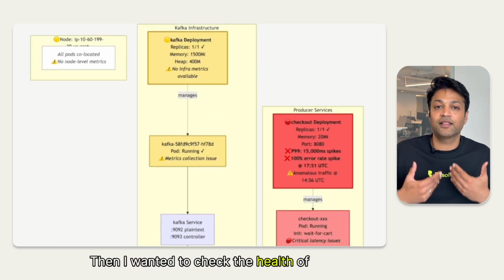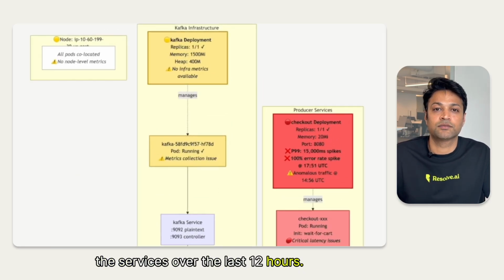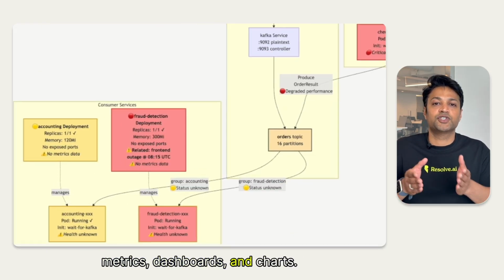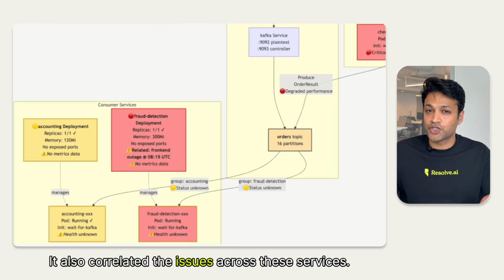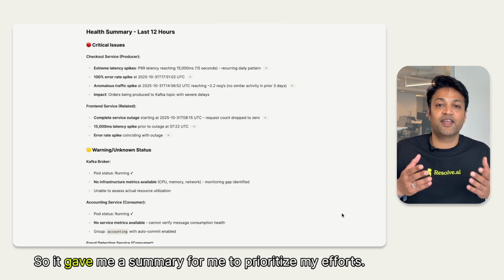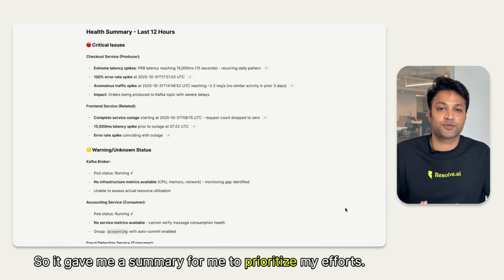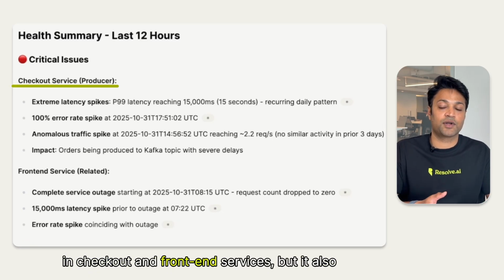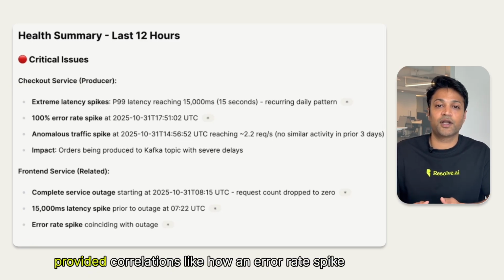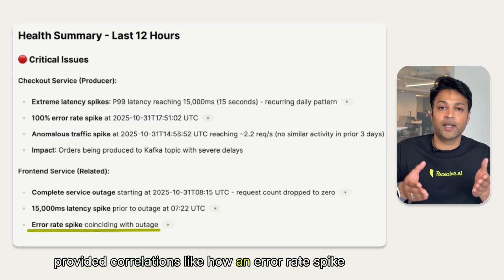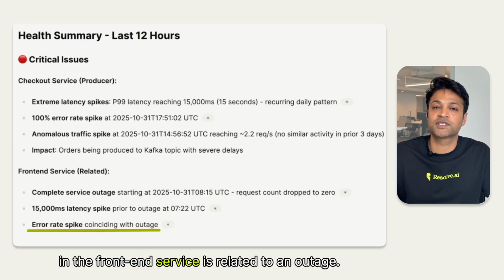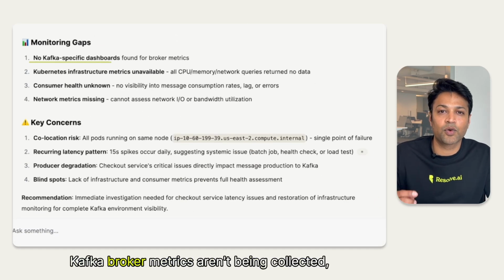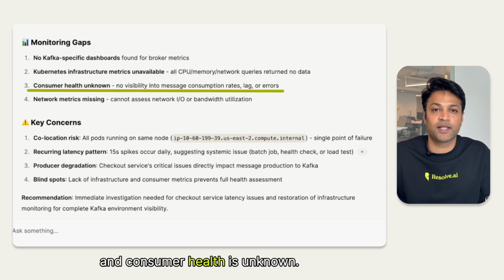Then I want to check the health of the services over the last 12 hours. So ResolveAI queried Grafana, analyzed metrics, dashboards, and charts. It also correlated the issues across the services. So it gave me a summary for me to prioritize my efforts. For example, it highlighted the critical issues in checkout and front-end services. But it also provided correlations like how an error rate spike in the front-end service is related to an outage. It also identified what's missing. Kafka broker metrics aren't being collected and consumer health is unknown.